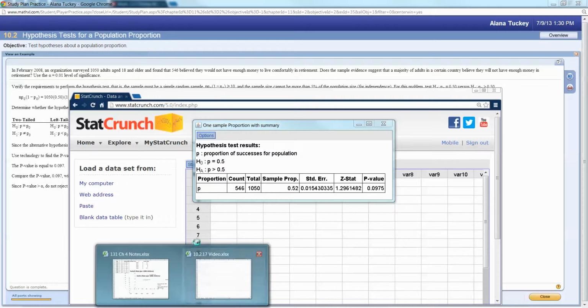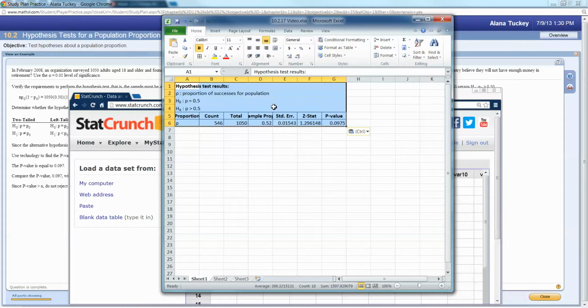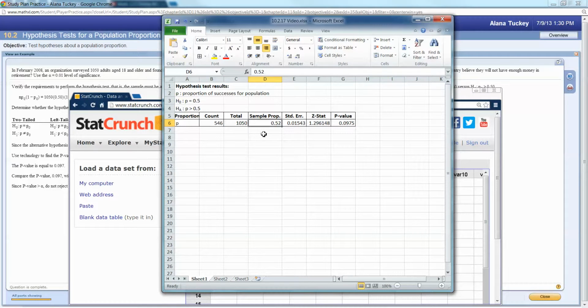Let me copy that and paste it here so we can see it. They said it was 546 out of 1050. My sample proportion is p hat. This is p hat right here, which is 0.52. If you want to see it, it's 546 divided by 1050. That's where that's coming from. Standard error is that big honkin' formula with the square root: the square root of p times 1 minus p over n, or in this case, p hat times 1 minus p hat over n. There's your test statistic right there. And then there's your p-value.